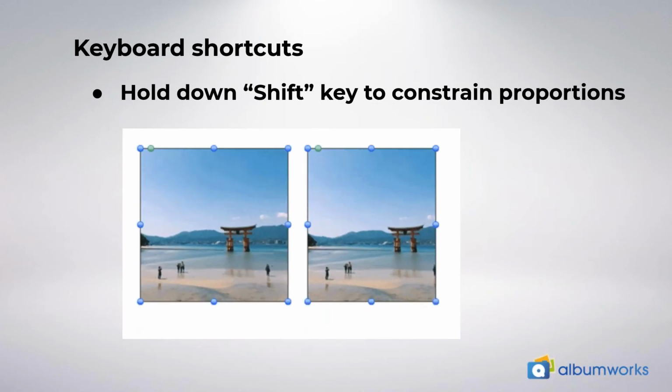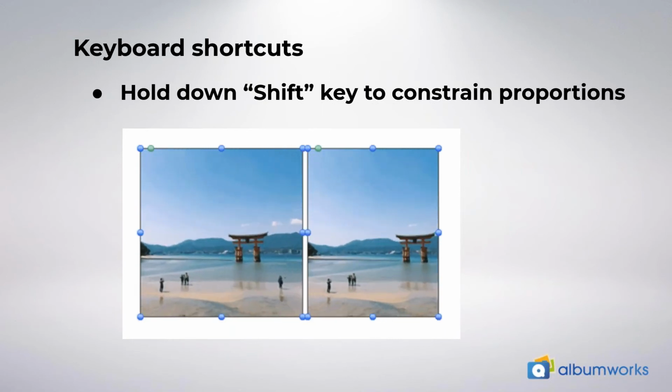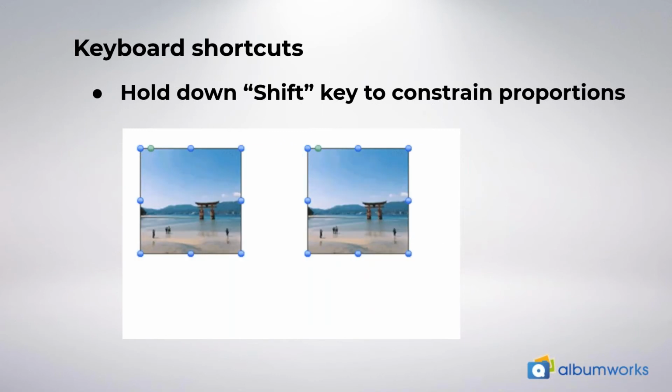The other thing that Shift does is it constrains proportions when making a photo larger or smaller, which is what's happening on this slide right now. So it stops the editor from cropping your photo as you're changing the size. And to do that, you click on the photo to highlight it, hold down the Shift key while you're dragging one of the blue dots to make the photo bigger or smaller. And that way, if it's a square photo, it'll keep it a square photo. If it's a landscape photo, it'll keep it landscape, it won't crop it.